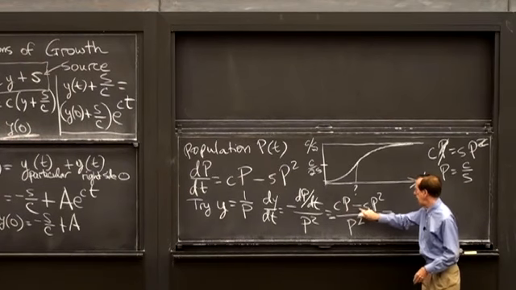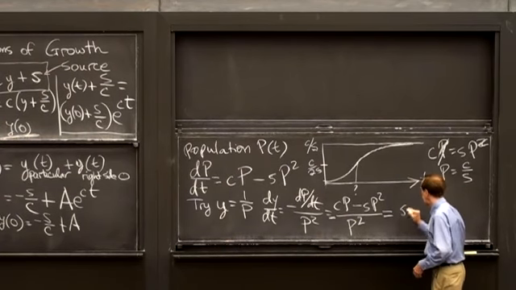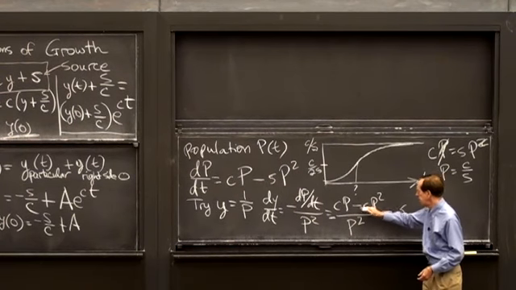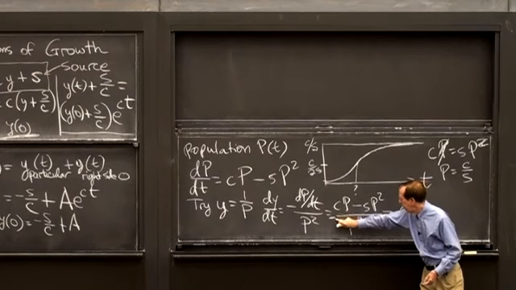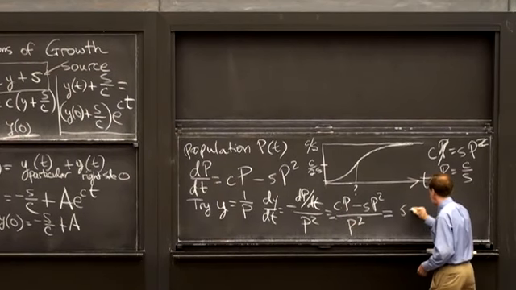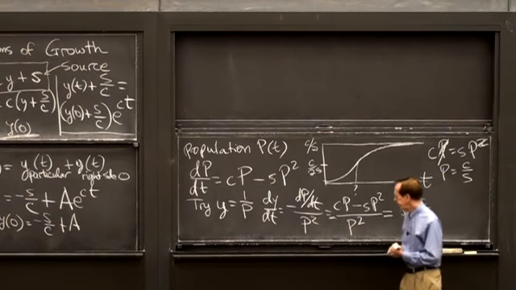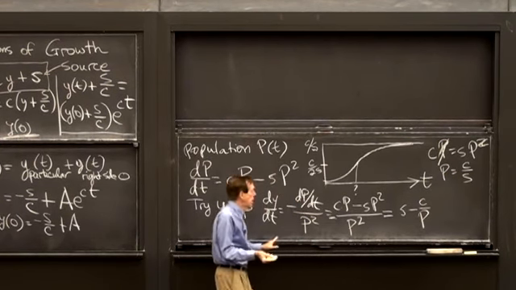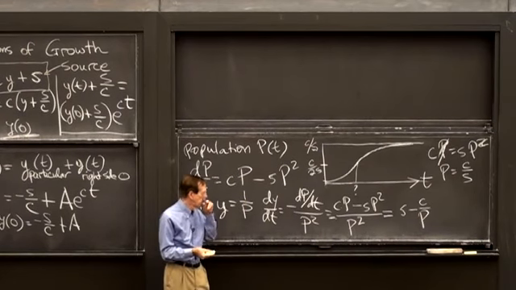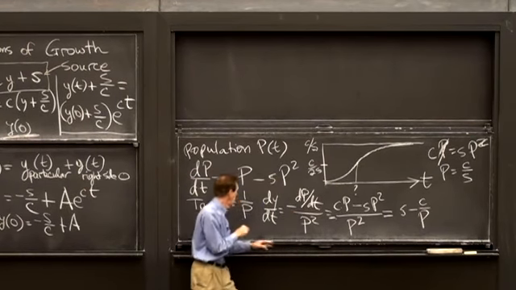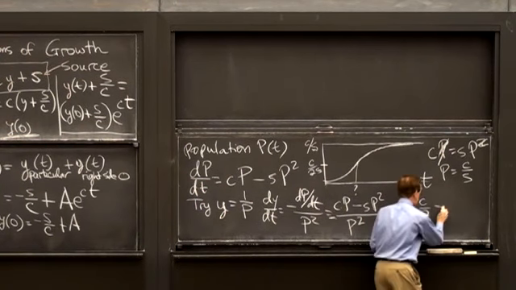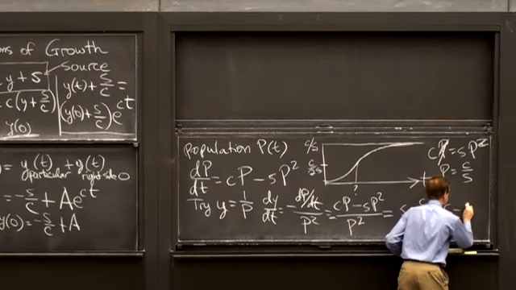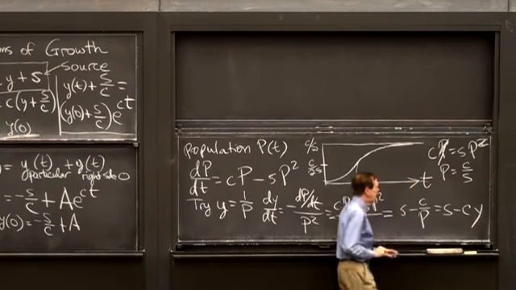So now I'll use the minus. That looks like an s to me, right? Minus is plus s. And what do I have here? Minus cp over p squared. I think I have minus c over p. And you say, okay, true, but what good is that? But look, that 1 over p is our y. So now I have s minus c y.